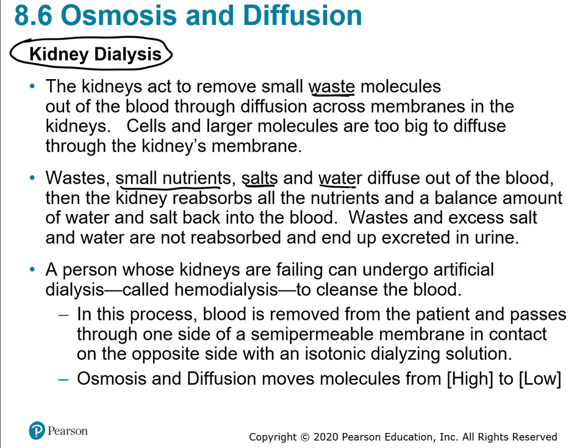Ideally, all nutrients get reabsorbed. All the nutrients and a balanced amount of water and salt stay in the blood. Anything that's excess, so the wastes, excess salt and excess water, they don't get reabsorbed and they end up being excreted as urine.